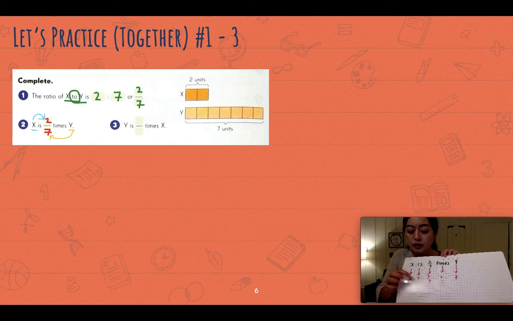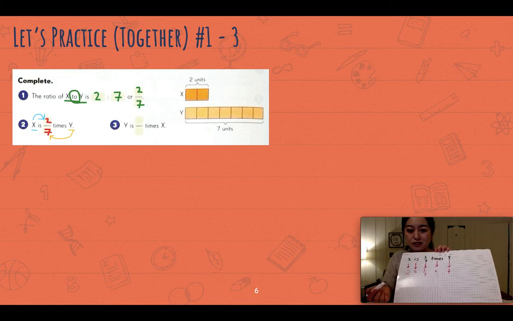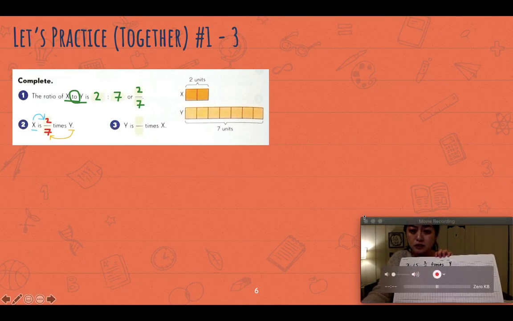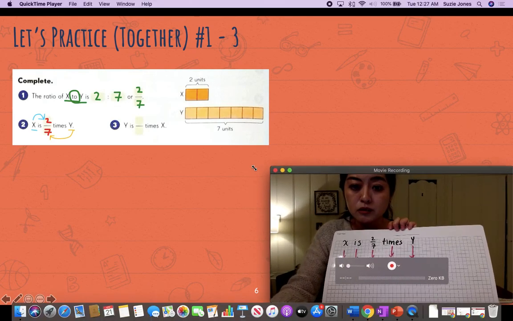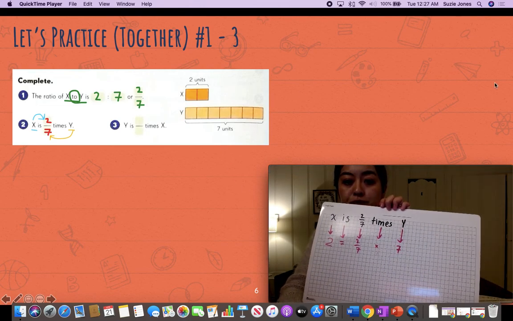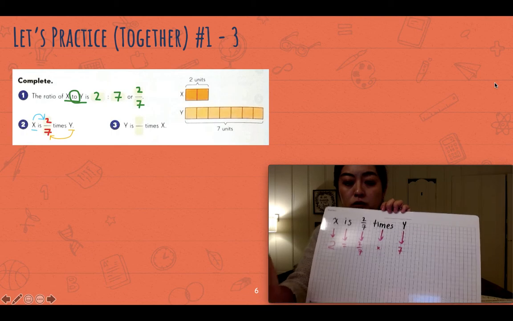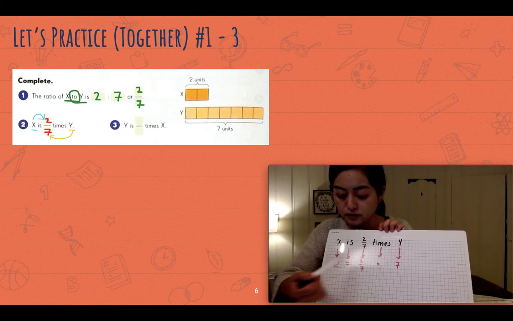Now here in the model, x is 2 units, right? So I want to know, does 2 equal 2/7 times 7? Okay, let's check it out. Let me just make my video screen a little bit bigger since I'm doing some work on the whiteboard. So here, we're going to see, does 2/7 times 7 equal 2?